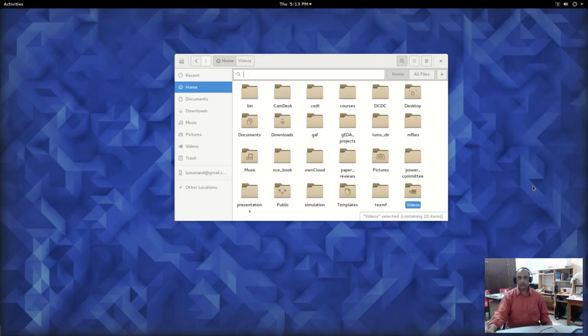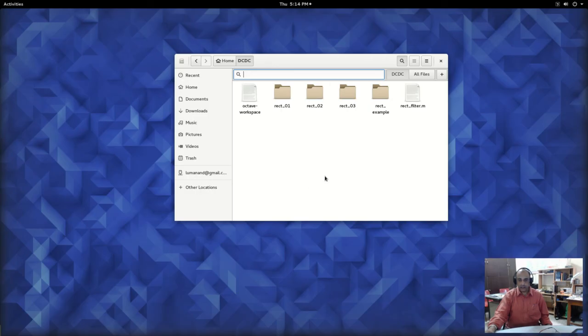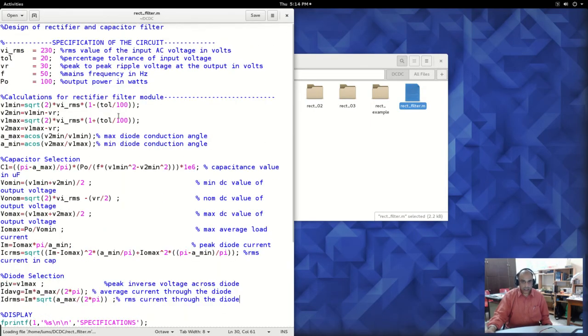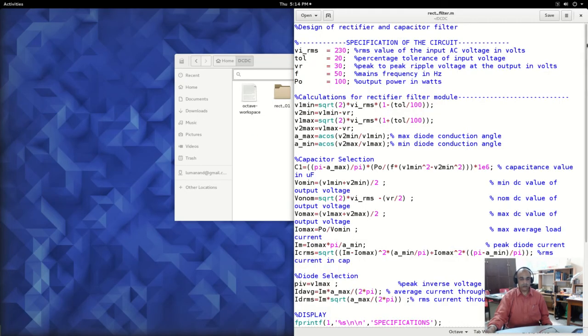I shall show you now how to make a sample script for designing the values of the components. So this is our folder dialog. We'll go into the DC folder. I have already created a sample here. So this is the M file. I will explain to you. I shall keep it on to one side.